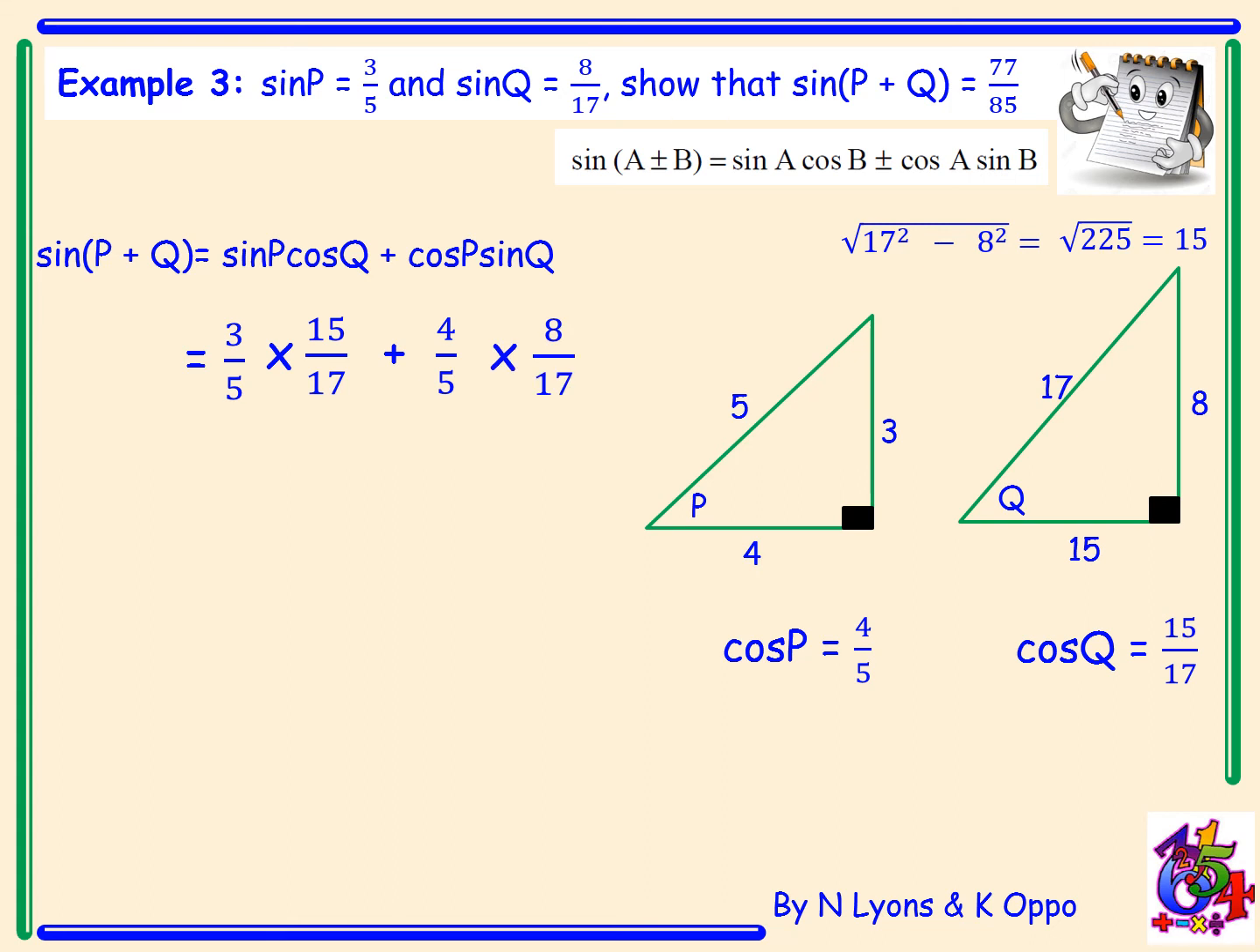Multiplying the first fractions together will give us an answer of 45 over 85. The second two fractions, 4/5 times 8/17, give 32 over 85. And adding these together will give a final solution of 77 over 85, which was as required.